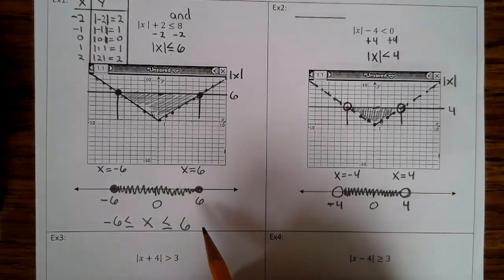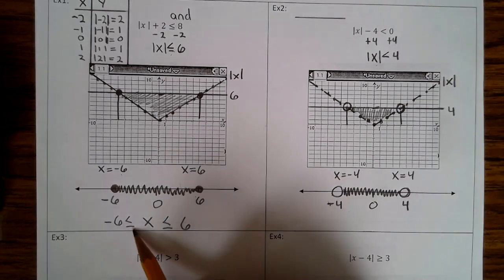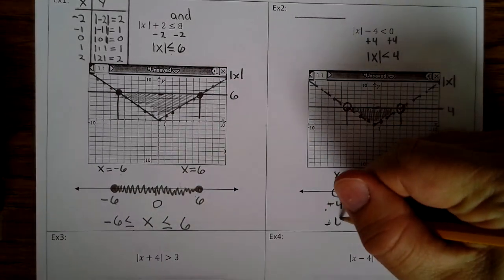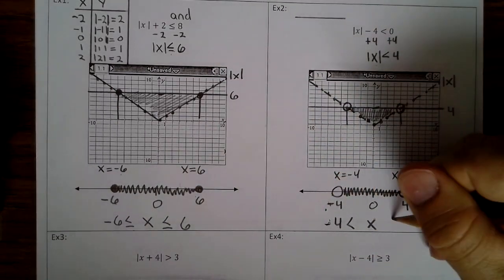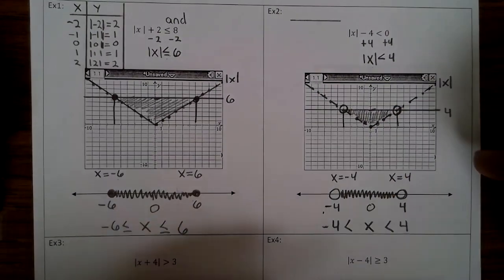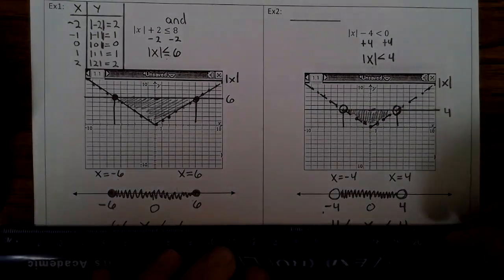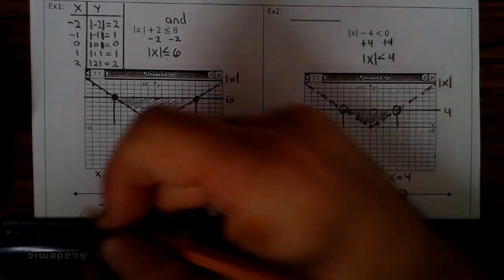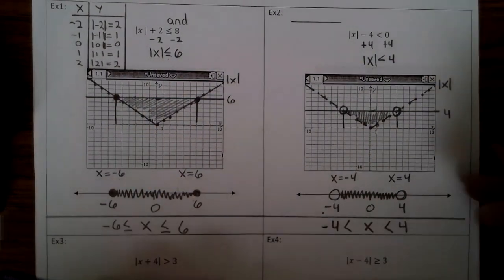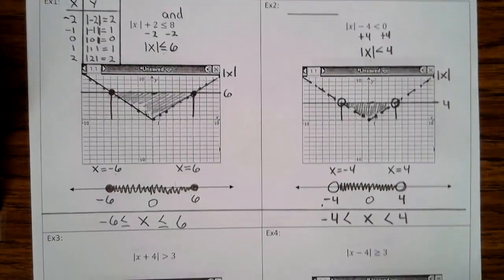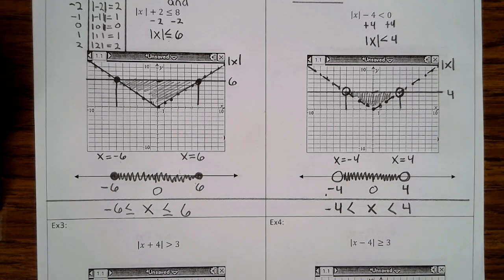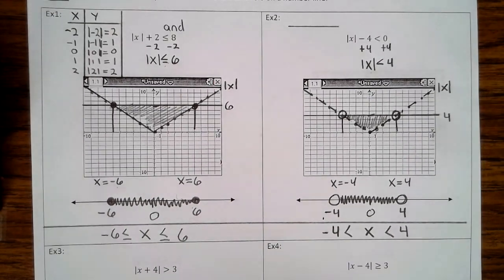And we know it's just like example 1, except instead of equal to, it's this less than. So -4 less than x less than 4. And let me draw a line separating the there. All right, so finish up examples 1 and 2.